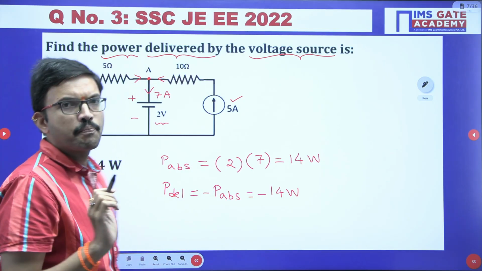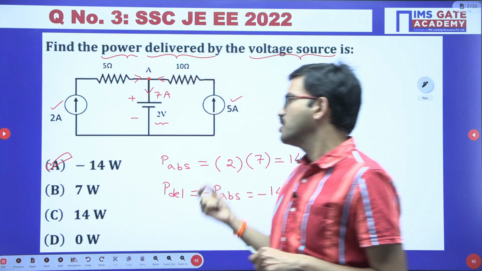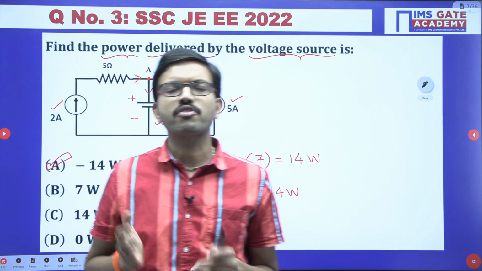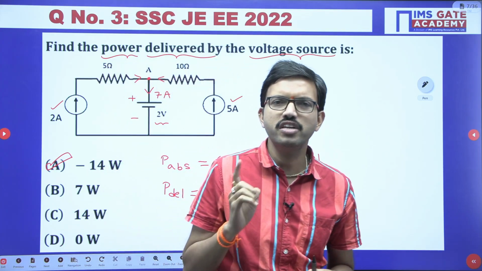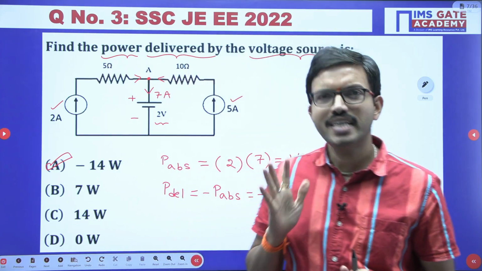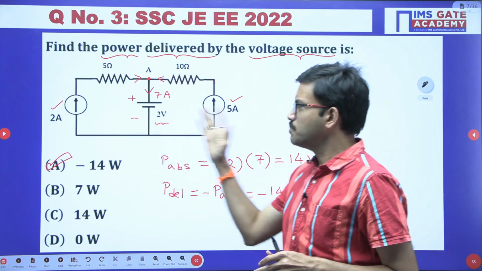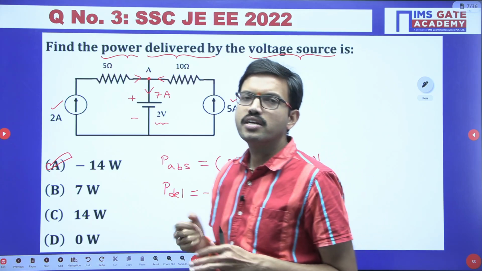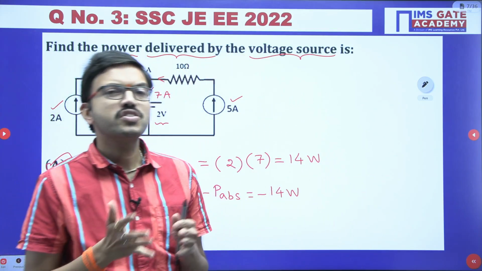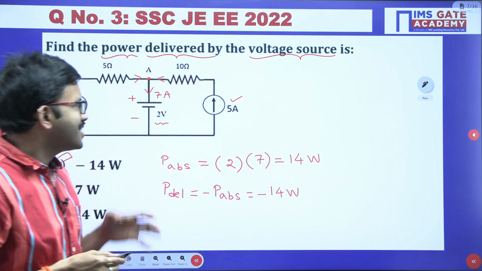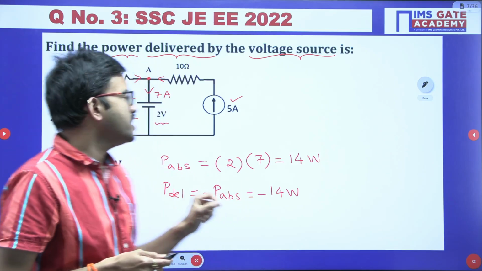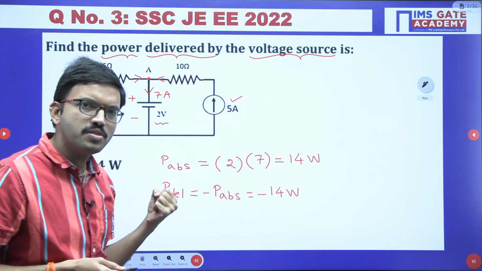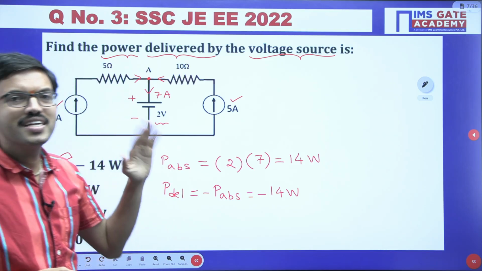So in this way, be focused on whether that particular source is delivering the power or absorbing the power. Whenever the given circuit has only one source, definitely that source will deliver the power. But whenever multiple sources are present in the circuit, based on the network elements connected, some sources can deliver the power and some sources can absorb the power. Whether it is delivering or absorbing purely depends on the sign convention. If current enters at the positive terminal, it is absorbing the power. If current leaves from the positive terminal, it is delivering the power.